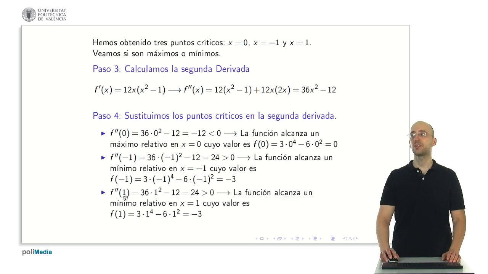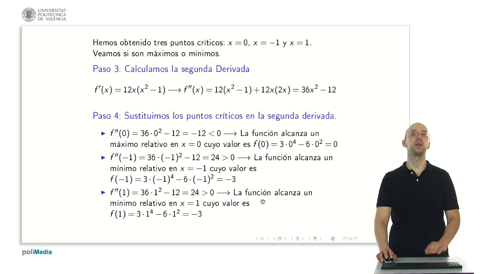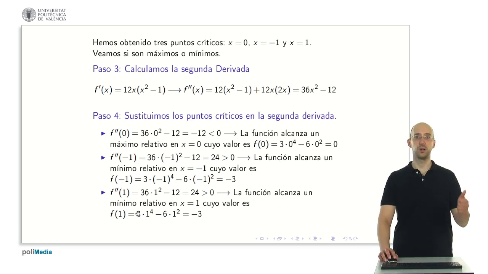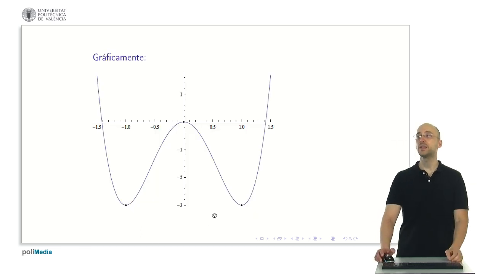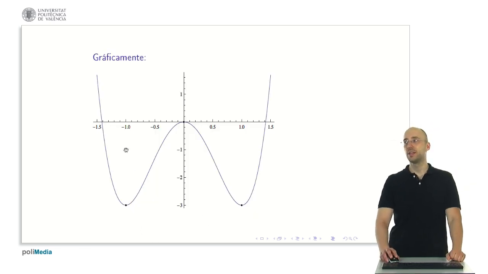Now let's determine the value of the second derivative at x equal to 1. When we substitute, we obtain a positive value of 24. This implies that the function reaches a relative minimum at x equal to 1. What is the value of this minimum? We take the original function, substitute x with 1, and obtain a value of minus 3. Graphically, we have this situation. The function has a relative minimum at minus 1, a relative minimum at 1, and at 0 it had a relative maximum, as we calculated a moment ago.